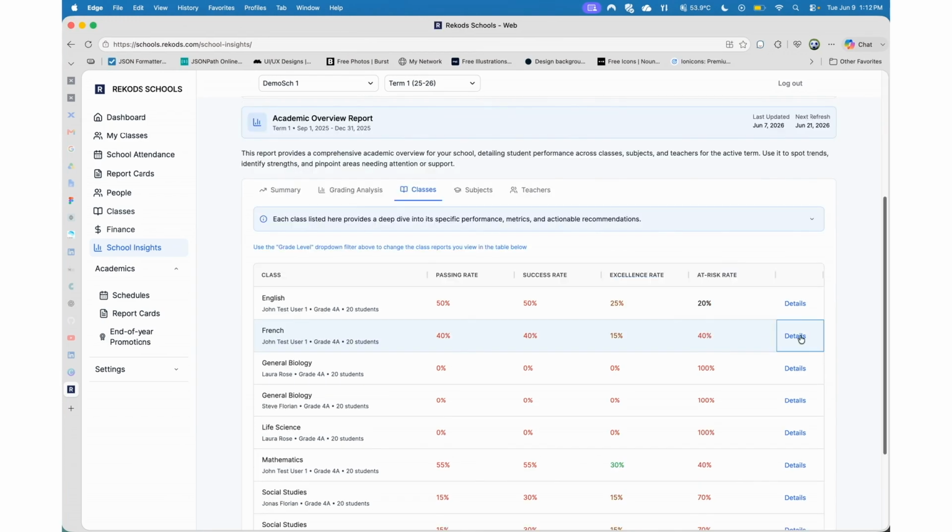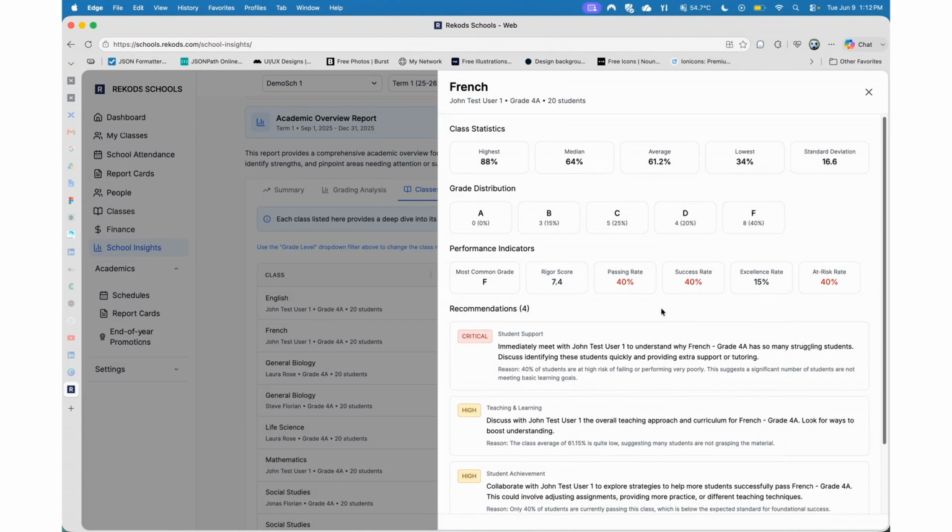What you immediately get is the complete statistical picture for this class. At the top, the class statistics. Highest score was 88%. Median is 64. Average is 61.2. Lowest is 34%. And the standard deviation of 16.6 tells you the grades are quite spread out. You've got students at very different ends of the performance range in the same class.